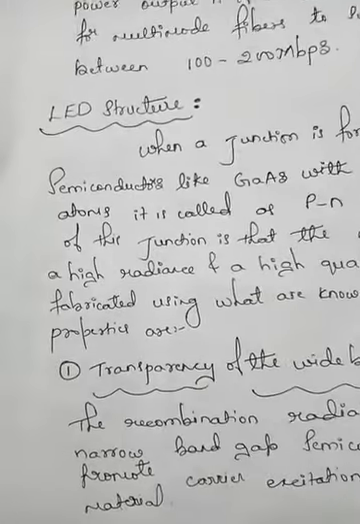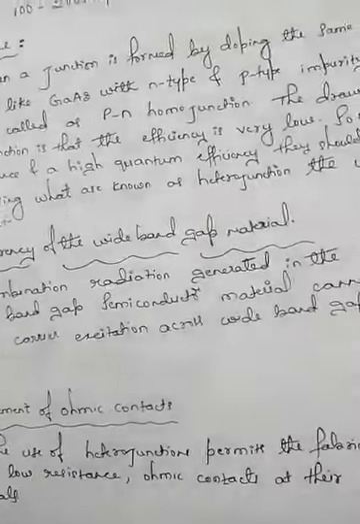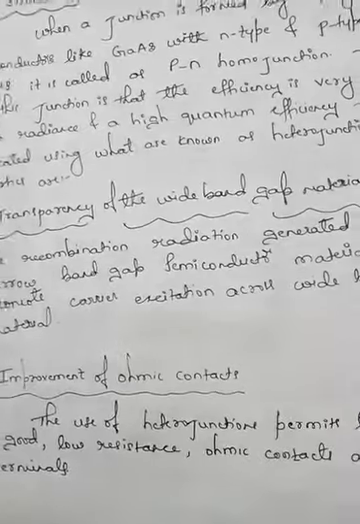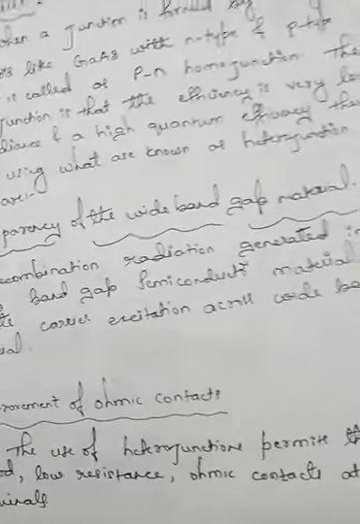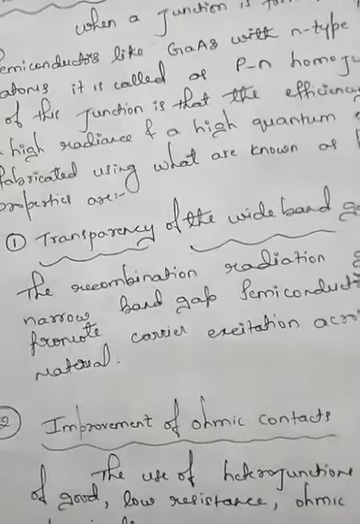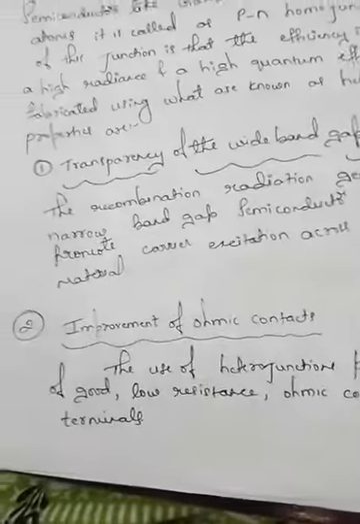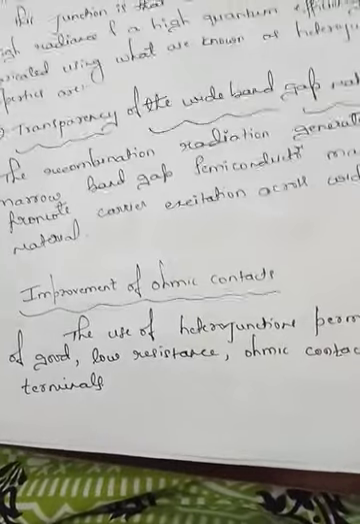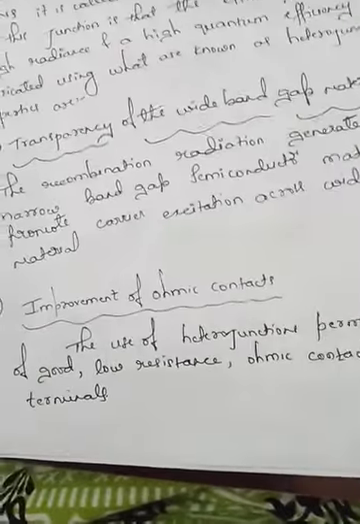heterojunction. The useful properties of them are like transparency of the wide bandgap material. The recombination radiation generated in the narrow bandgap semiconductor material cannot promote carrier excitation across wide bandgap material. Henceforth, there will be transparency of the wide bandgap material. Improvement of ohmic contact: the use of heterojunction permits the fabrication of good low resistance ohmic contact at their terminals.